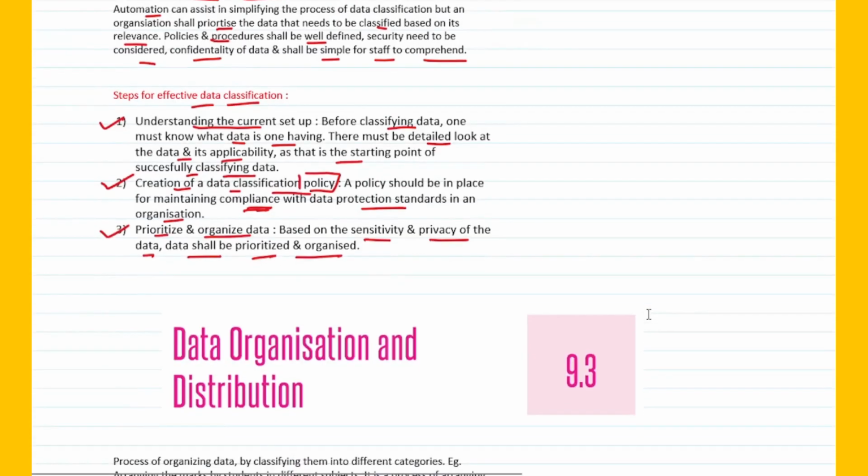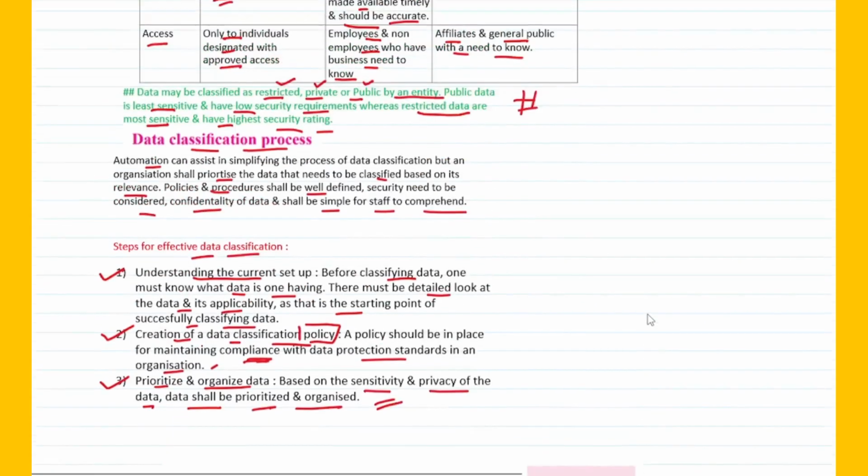What are the steps? You understand the current setup. In understanding the current setup, one must know what data one is having. They should have a detailed look at the data and its applicability, as that is the starting point. Then you talk about the creation of a data classification policy. A policy should be in place for maintaining compliance with data protection standards in an organization. Finally, you prioritize and organize data. You prioritize and organize data based on what? Based on the sensitivity and privacy, right? These are the steps for effective data classification.